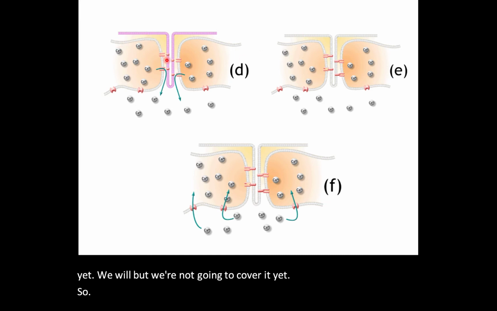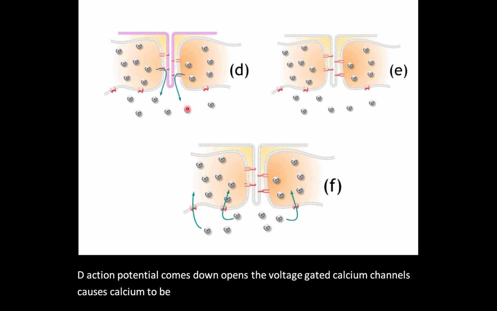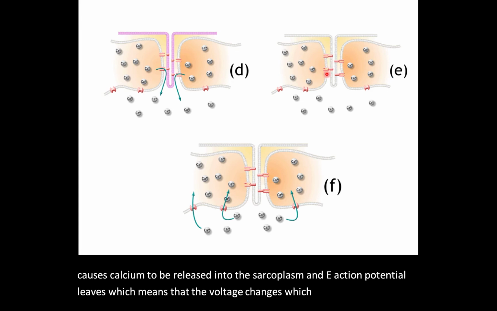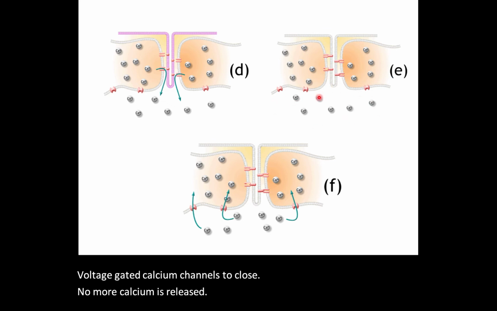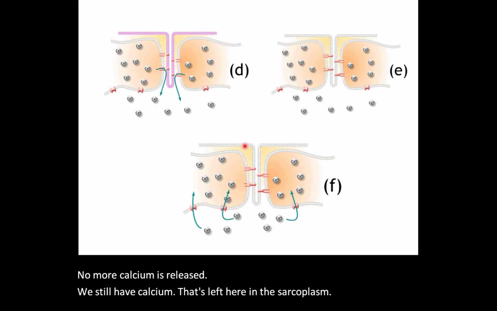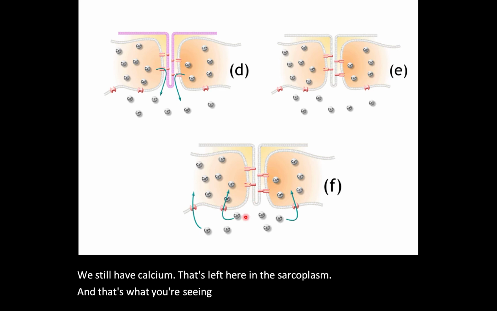D, action potential comes down, opens the voltage-gated calcium channels, causes calcium to be released into the sarcoplasm. And E, action potential leaves, which means that the voltage changes, which allows the voltage-gated calcium channels to close. No more calcium is released. We still have calcium that's left here in the sarcoplasm, and that's what you're seeing happening here in F.